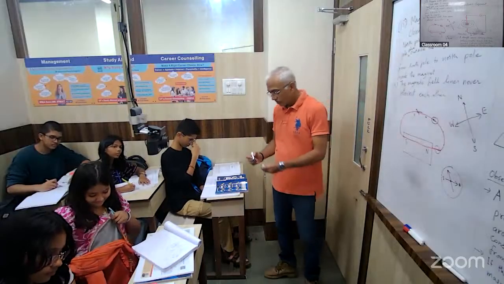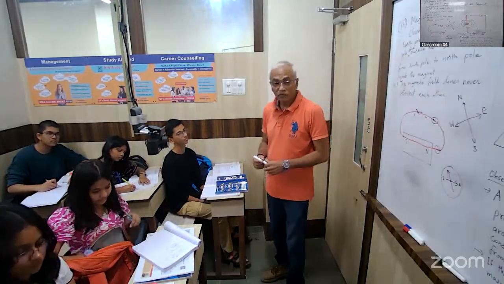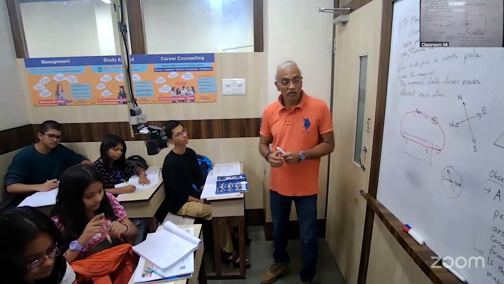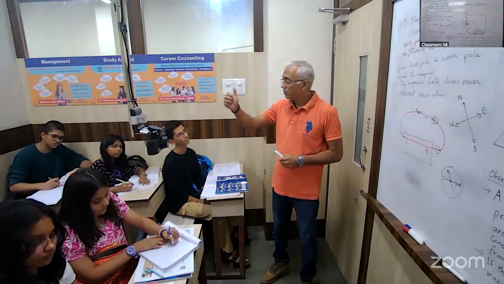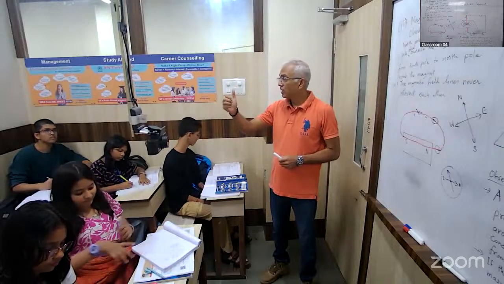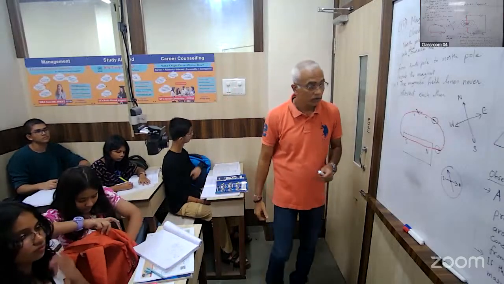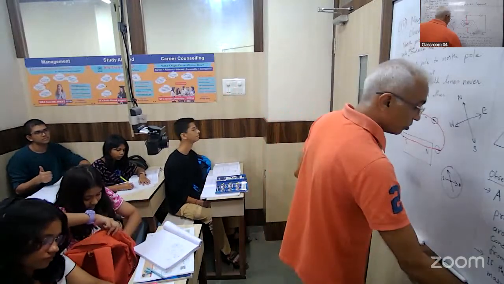So therefore, we have made a rule for it. Otherwise, it becomes very difficult to remember the direction. The direction is given by what is called the right hand thumb rule. So let's see what the right hand thumb rule is.